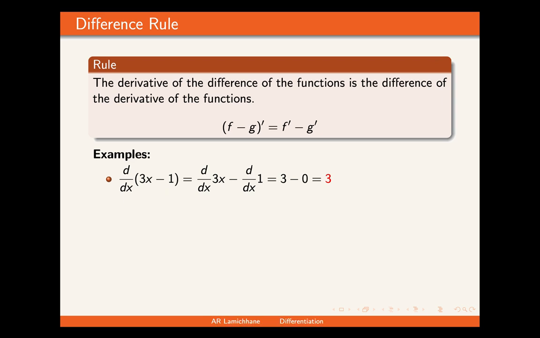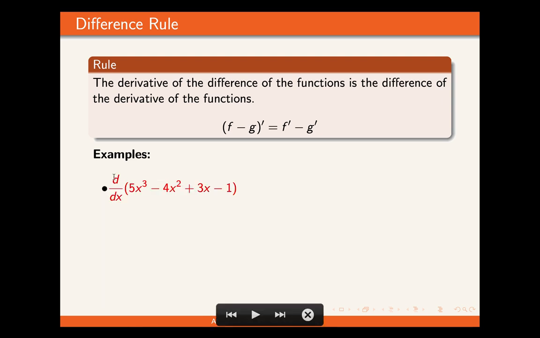Let's see one more example. Our goal is to find the derivative of 5x cubed minus 4x squared plus 3x minus 1. By looking at the previous example, you might have realized that when we have the difference of functions, we do term by term differentiation. At the same time, earlier we learned what the sum rule means. The sum rule also says we can just differentiate term by term. So if we combine those two rules, because here we have differences and sums of functions, in that case we can just differentiate term by term.